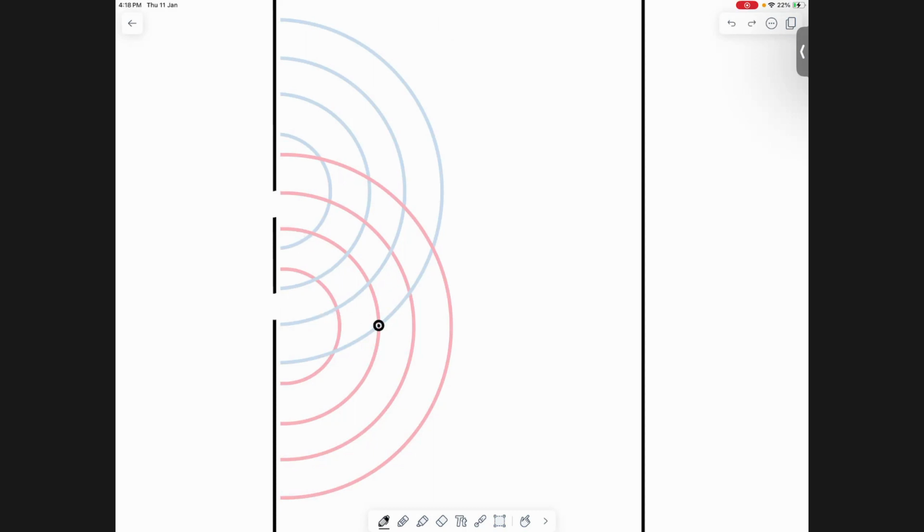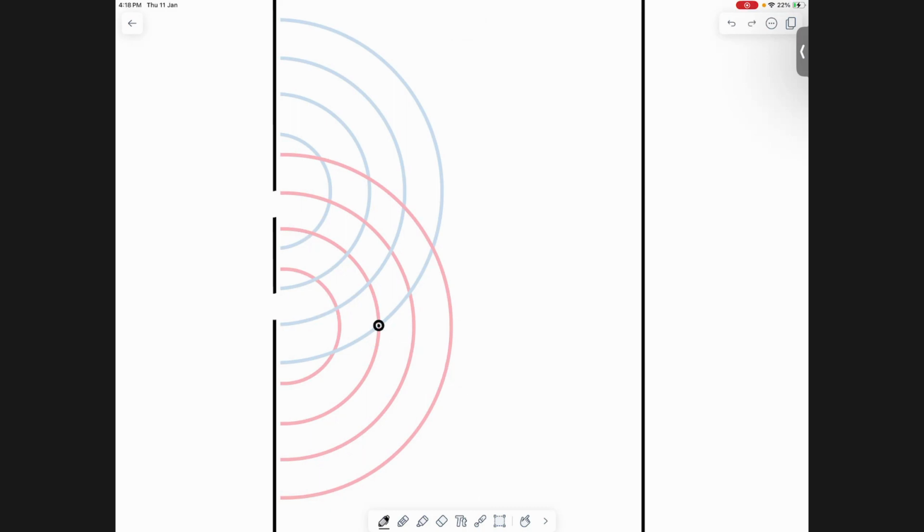What's the path difference? 2 lambda, right? A 2 lambda path difference causes what kind of interference? Constructive, right? So here and at any place along this line, you'd find that the interference is constructive. Okay, now let me show you another point.